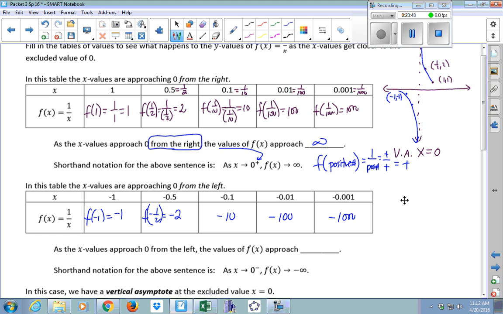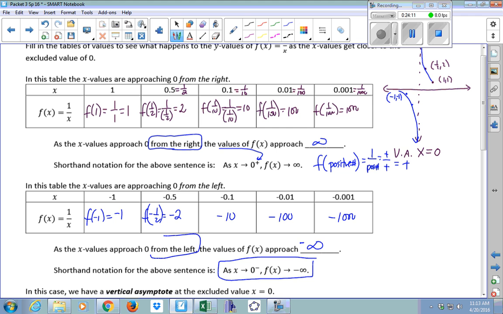So it's just the opposite. When I put in opposite x values, my y values are opposite. That's a certain type of symmetry. We'll get to that in a second. So here's how we say that: as the x values approach 0 from the left, our y values approach negative infinity. This is the notation we use.